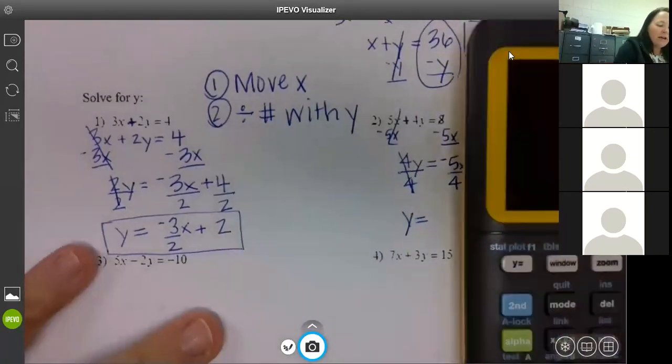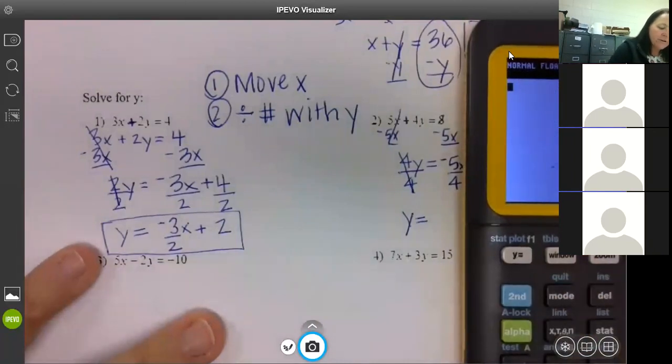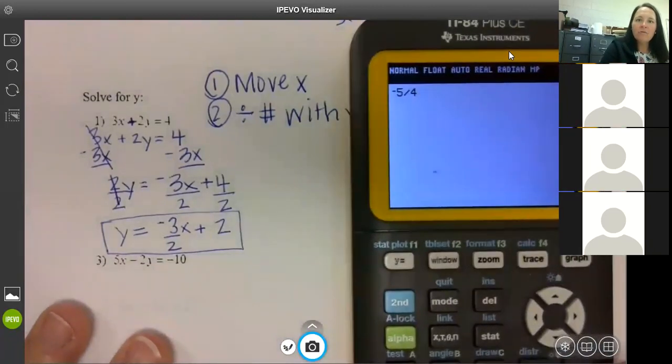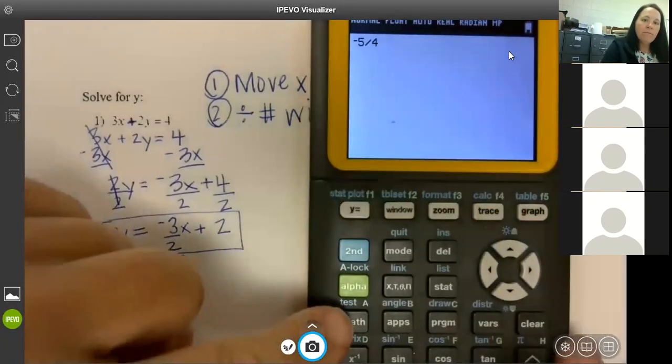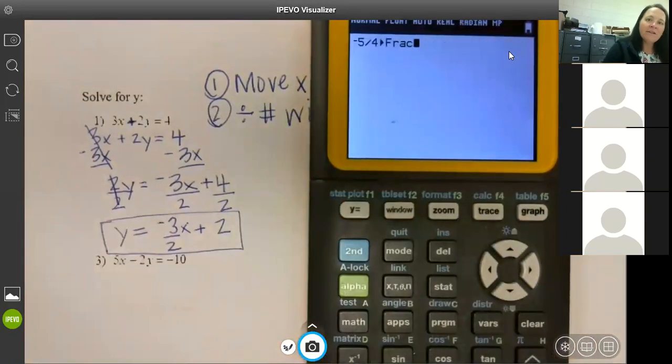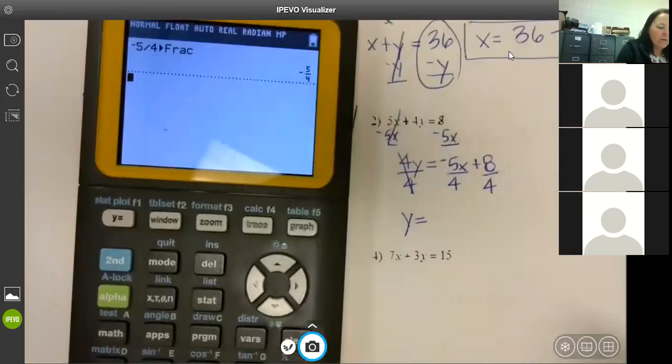Remember I told you how to get your calculators? If you're on a regular screen and I type in negative 5/4, listen carefully, and I do math, that's this button right beneath the green one, math, enter, enter. See how it's still negative 5/4? That means it's not reducible. Okay, so we're going to leave that one alone.